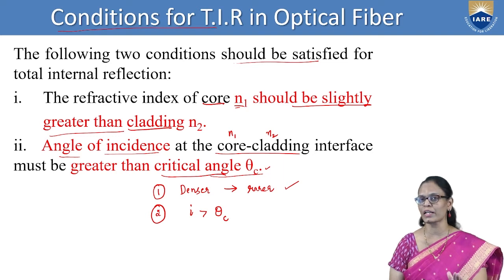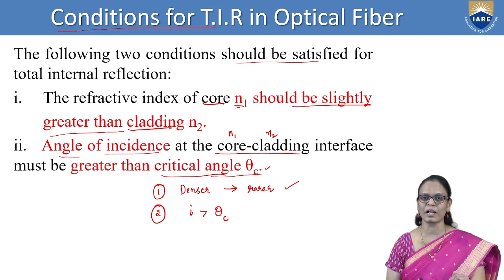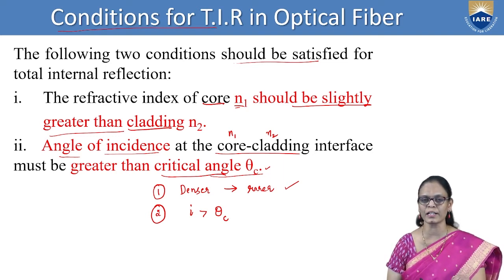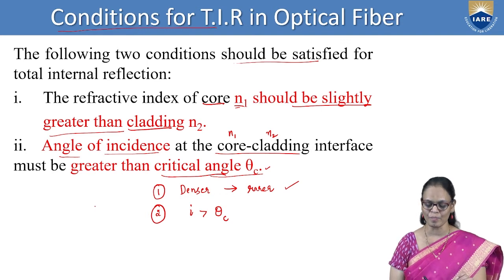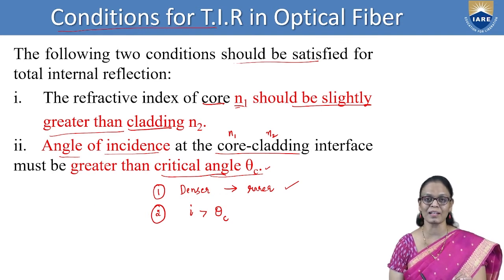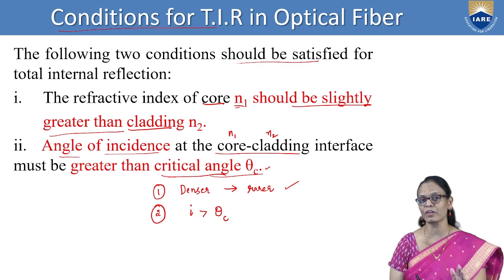So when we see the working principle of optical fiber, it is based on total internal reflection. And for total internal reflection to occur through an optical fiber, these two conditions are very important. The refractive index of the core should be greater than the refractive index of the cladding, and the angle at which the light is incident at the interface of core and cladding should be greater than the critical angle.